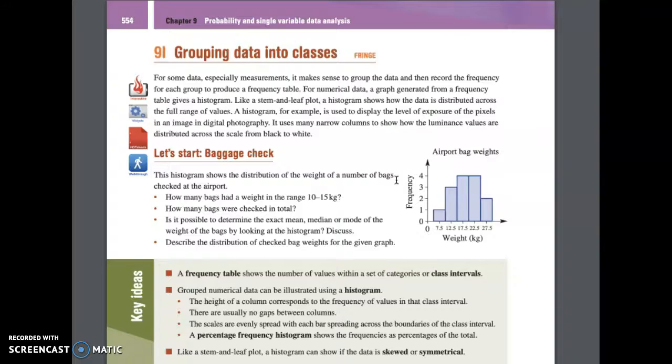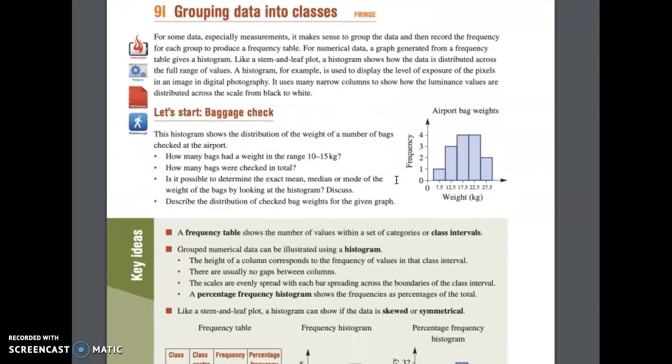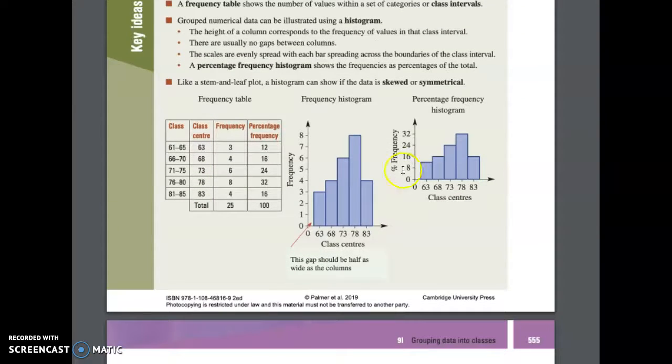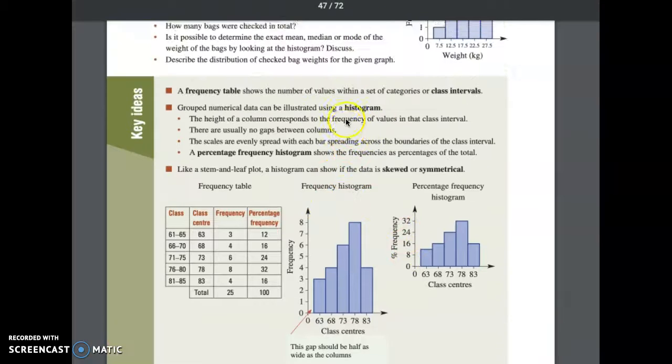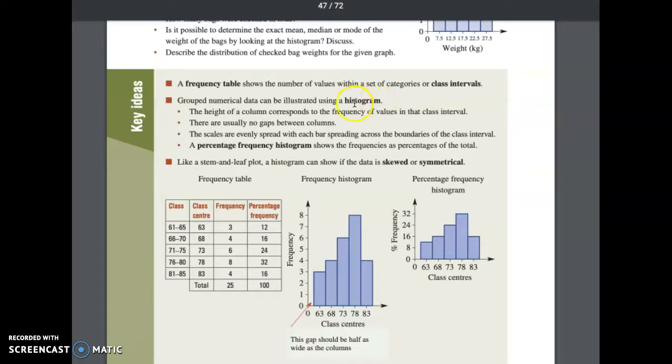So today's about organising your data. It starts off with looking at the histogram. A histogram, it's super important you can draw these properly. They are column graphs without a gap between them, but the important gap is this one at the beginning. So if this is a centimetre column, you have a 1/2 centimetre gap. I shouldn't need to tell you, but your vertical scale always holds your frequency. So that's important. The class centres across the bottom.